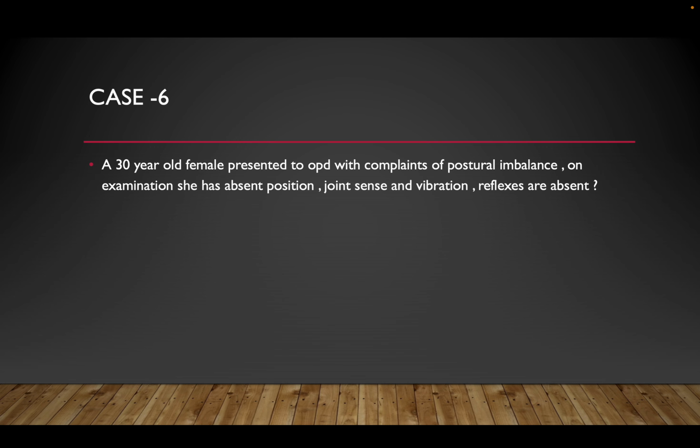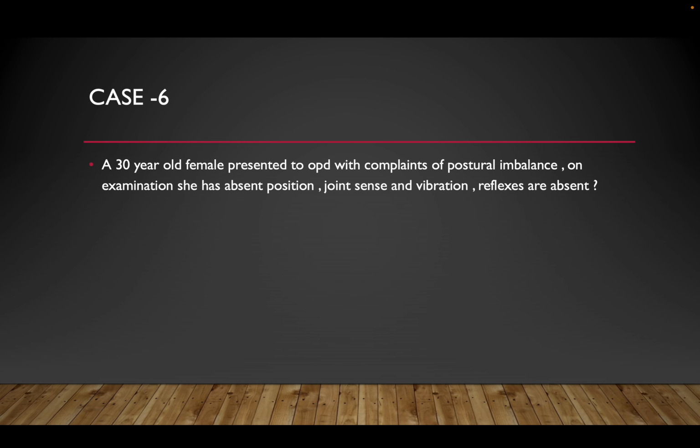A 30-year-old female presented to OPD with complaint of postural imbalance. On examination, she has absent position, joint and vibration sense, and reflexes are all absent. So what is this case? Let's say she started having positional imbalance and she has ataxic symptoms. She has absent position, joint and vibration sense. Let's say they gradually progress, initially till the ankle, then progress to the knee and so on. So only pure posterior column is involved, and the reflexes are also absent.